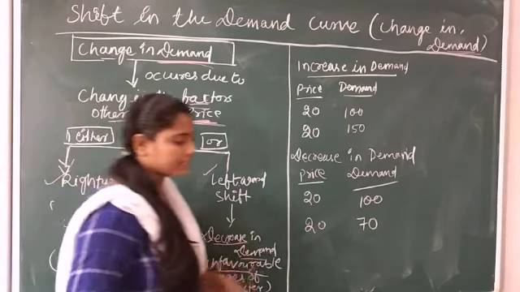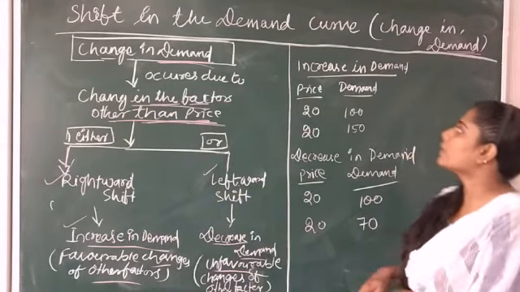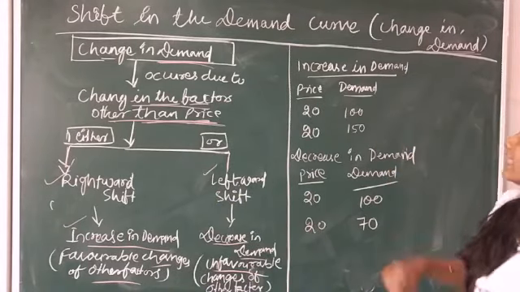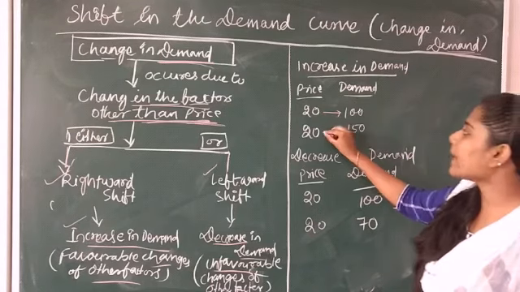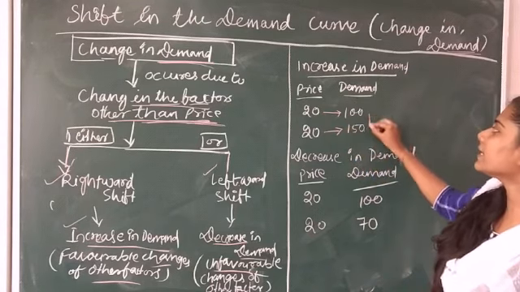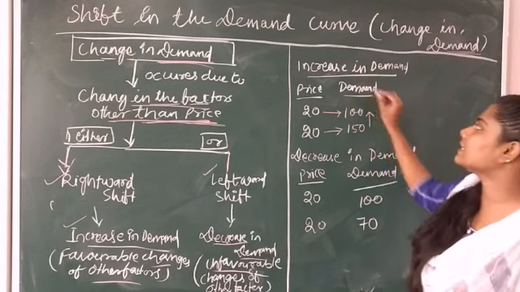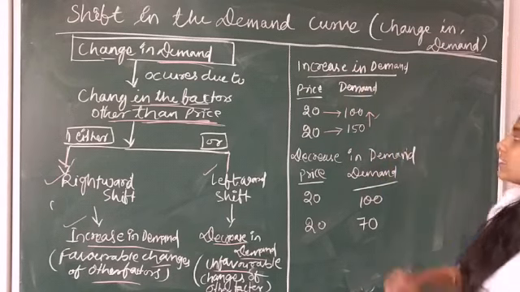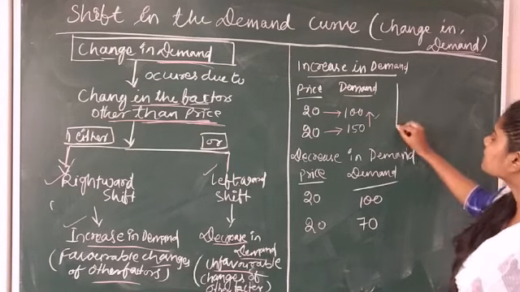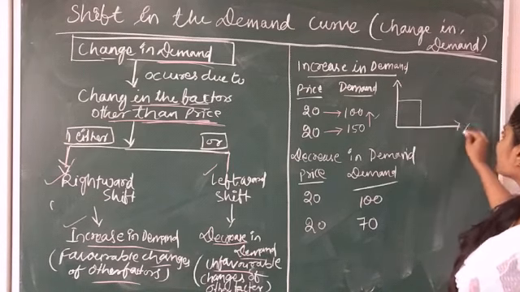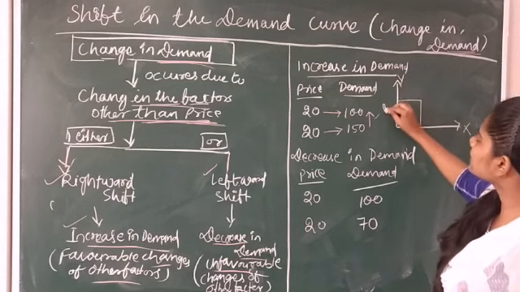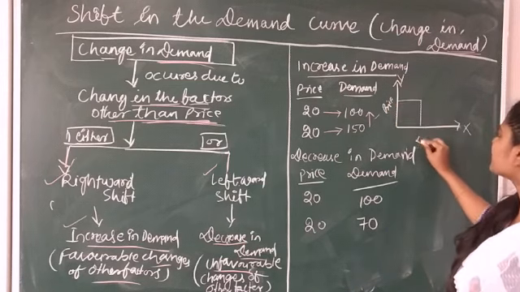Here is an example where we discuss this topic. Change in demand: when the price is 20, the demand is 100. When the price is 20, then demand increases. As we discussed, increase in demand means the demand increases. So the diagram is like this. This is your x-axis, y-axis. This indicates price and this indicates demand.